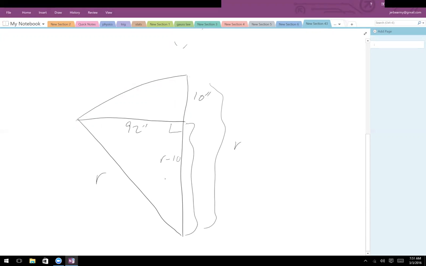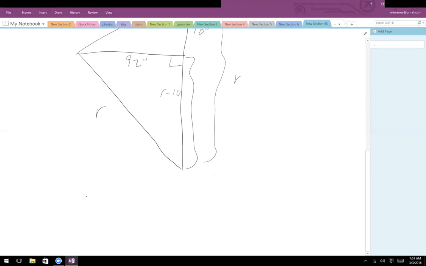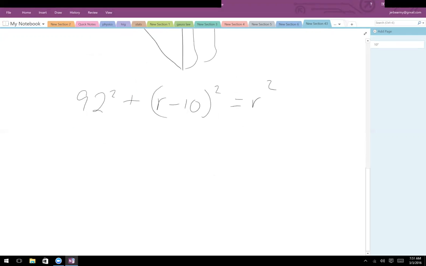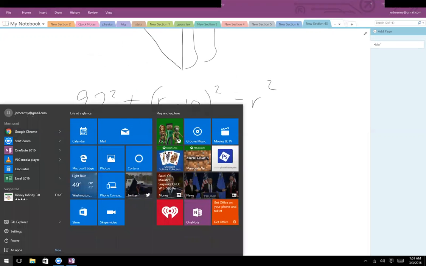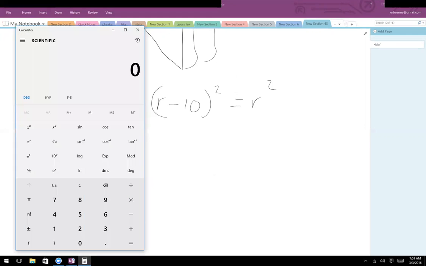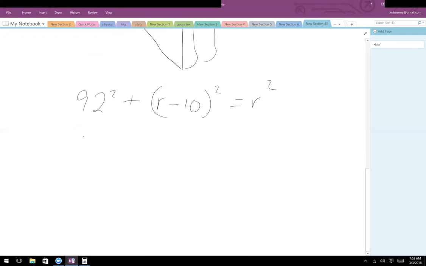And remember, for a right triangle, if you square the two small sides and add them together, you get the square of the big one. It's that Pythagorean theorem thing. So 92 squared plus (r minus 10) squared is r squared. All right, 92 squared is 8464.